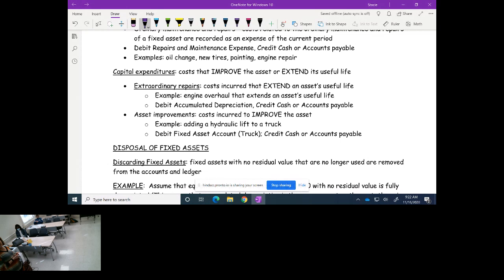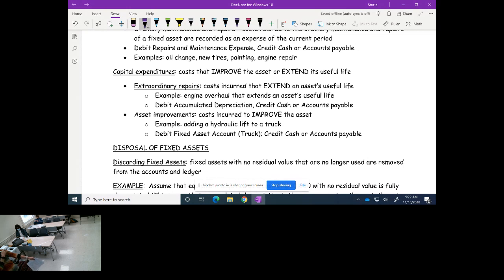So in that case, you would debit accumulated depreciation. That's a very strange thought, isn't it? It would make more sense to debit the asset and then depreciate the difference. Anyway, we'll debit accumulated depreciation and then credit cash or accounts payable, depending on how they're paying for it.